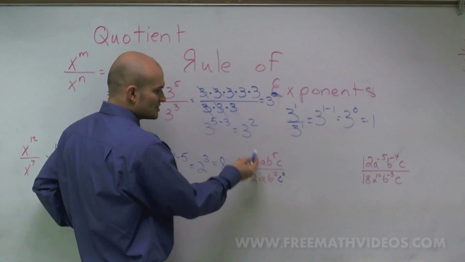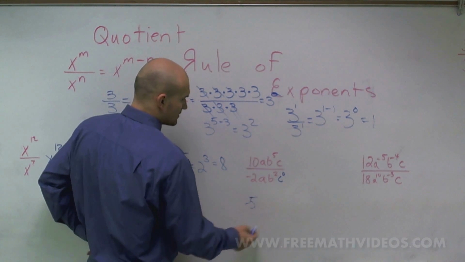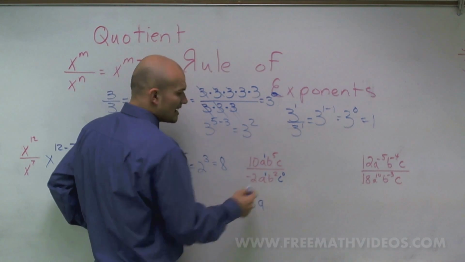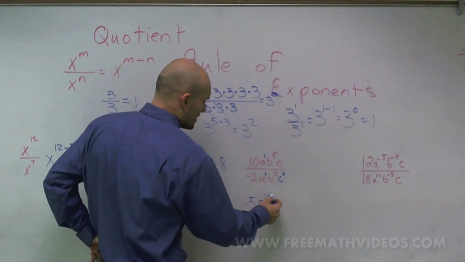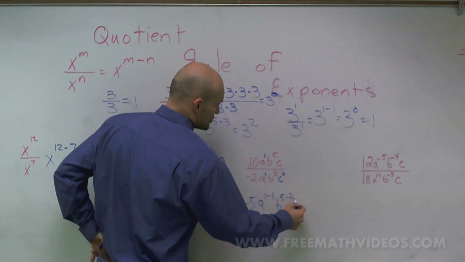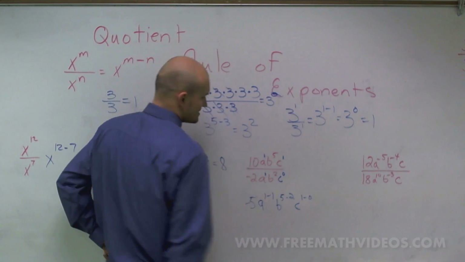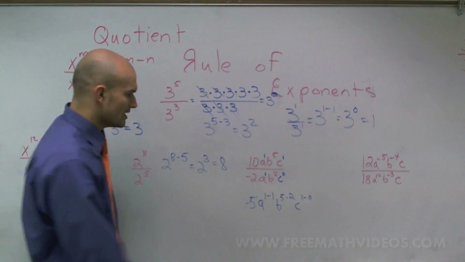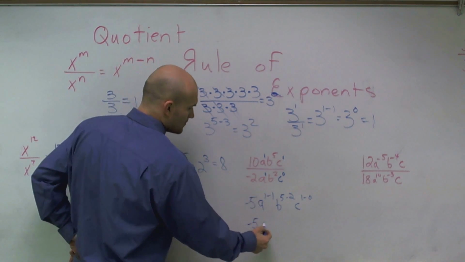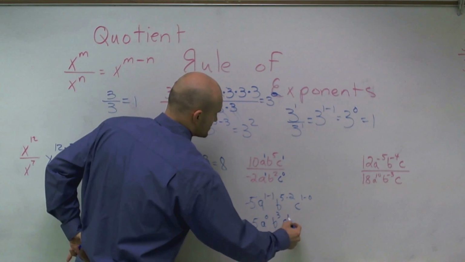So this is just a regular division problem. 10 divided by negative 2 is negative 5. A, we can write to the first power divided by A to the first power. So that'd be 1 minus 1. B to the 5th minus 2, and C to the 1st power minus 0. When I complete this, I have A to the 1 minus 1 is 0, B to the 3rd, and C to the 1st power.